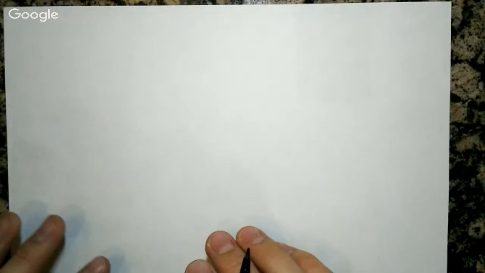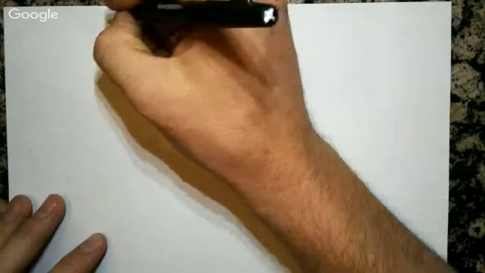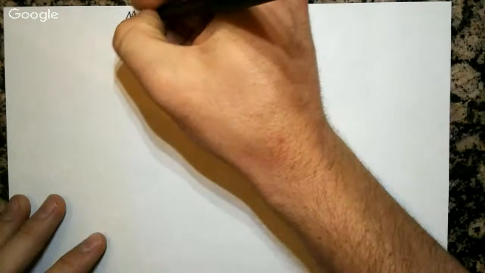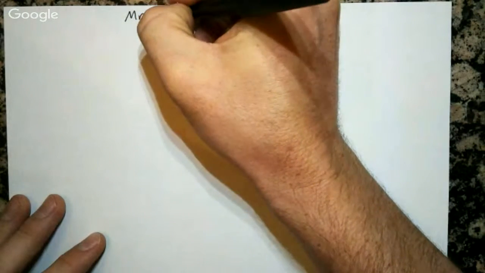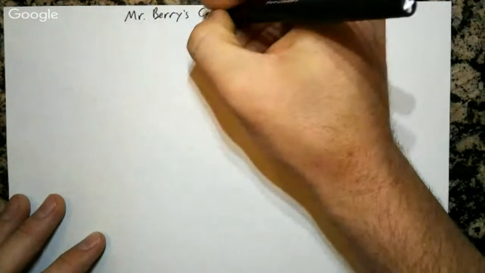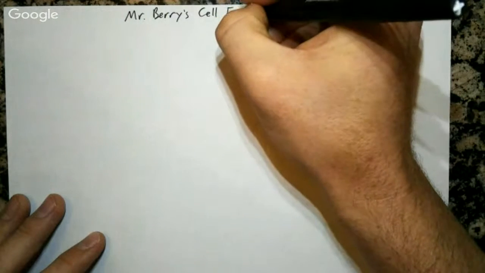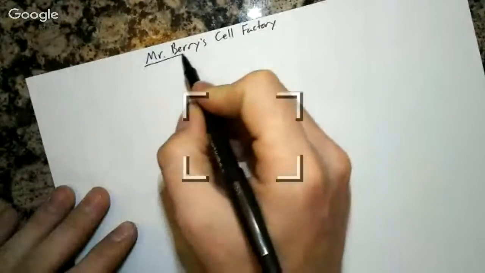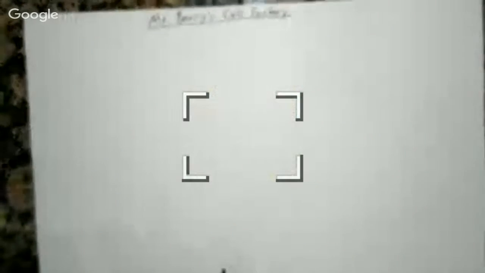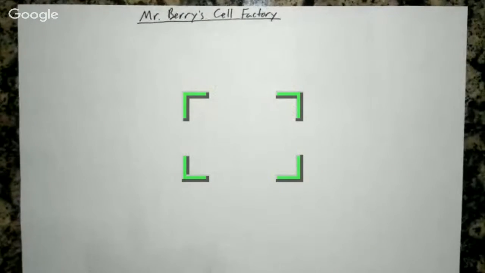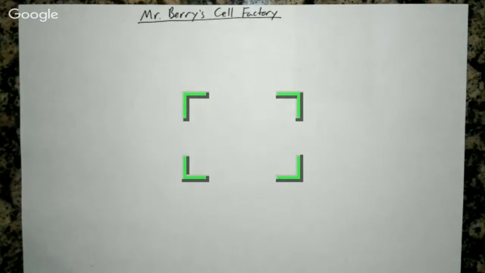So up at the top, also I only have a piece of regular old printer paper. Hopefully you have some construction paper. You can make this pretty cool. But I'm going to go ahead and call this Mr. Berry's cell factory. And in my factory, I'll make footballs, obviously, right? There we go. Okay, so this is going to be my cool cell football factory.